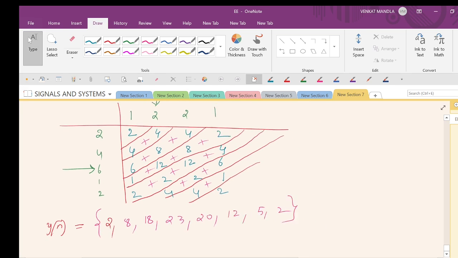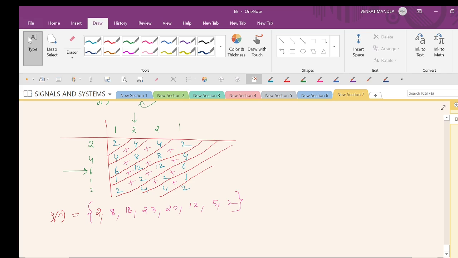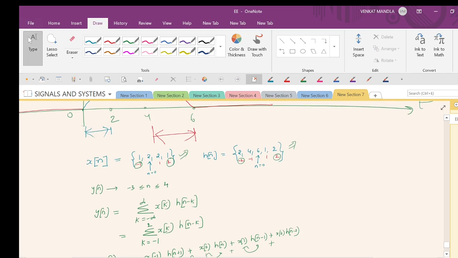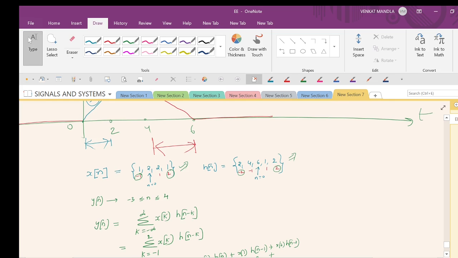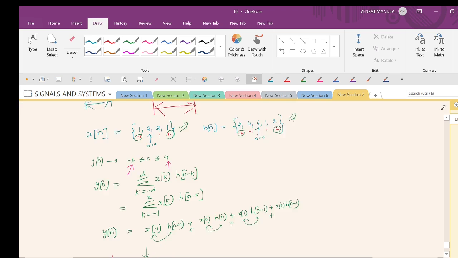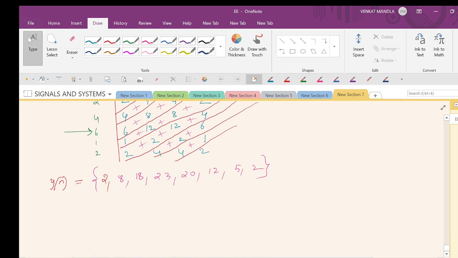And where do I need to indicate the arrow? That is important. Okay, the start and extreme points. The extreme points of y of n, as already told, are minus 3 and 4. So this point is minus 3, minus 2, minus 1, 0. Here we have to indicate the arrow mark. Then 1, 2, 3, 4. That's it. Y of n exists from minus 3 to 4.